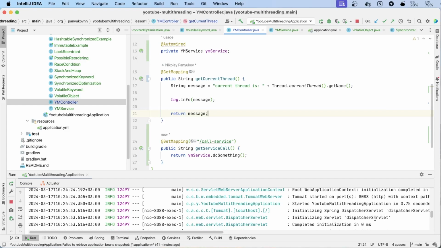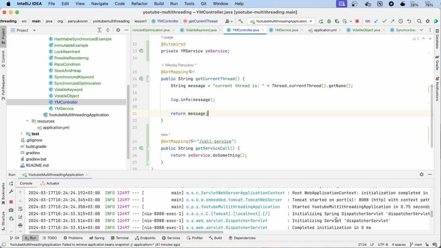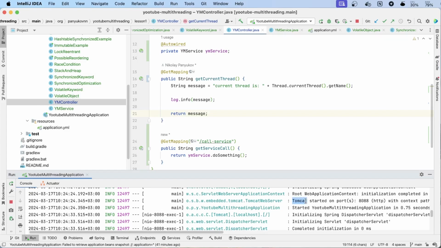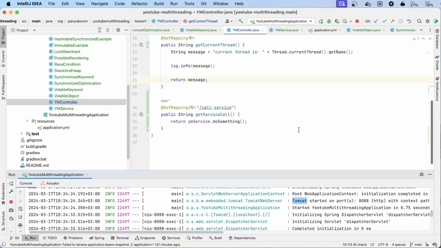By default, the servlet container in Spring MVC is Tomcat. And if you use WebFlux, by default it would be Netty. Take a look at the second method. Usually, in a controller, we call some Spring service.